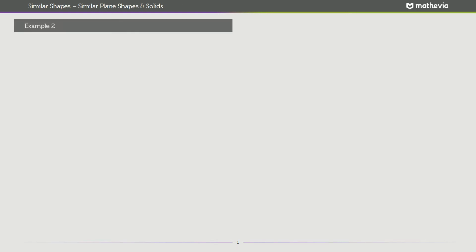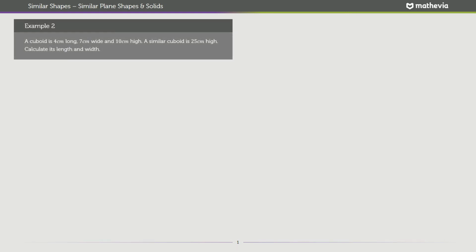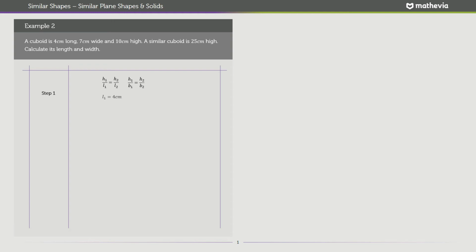Now example 2. In example 2 we have a cuboid that is 4 centimeters long, 7 centimeters wide, and 10 centimeters high. Okay, that's one cuboid. And then a similar cuboid is 25 centimeters high, and we're looking to find the length and width of this cuboid. Okay, so basically we have h1 over l1 equals h2. You really don't need to concern yourself about getting all of these down. The best way to approach a question like this is to look at the question and just reason it out.